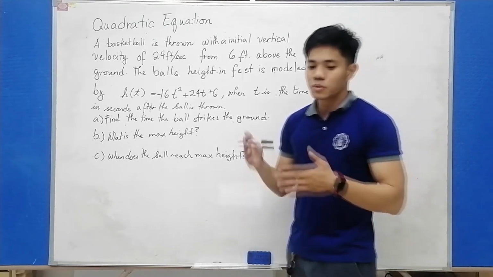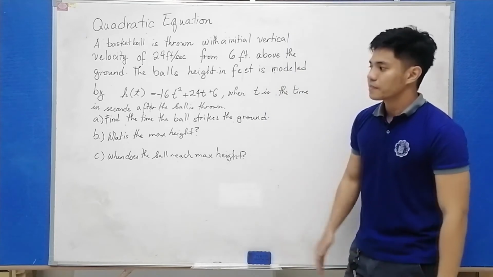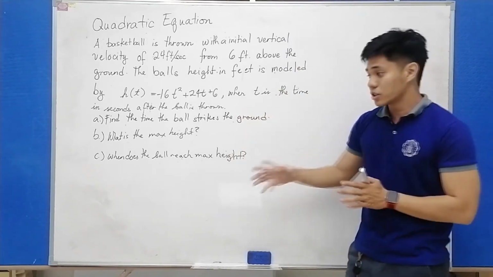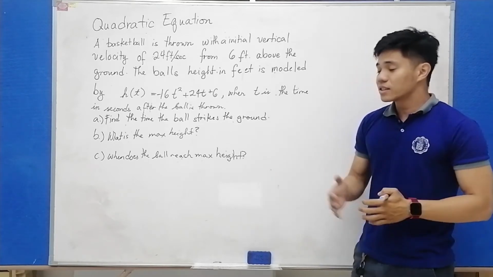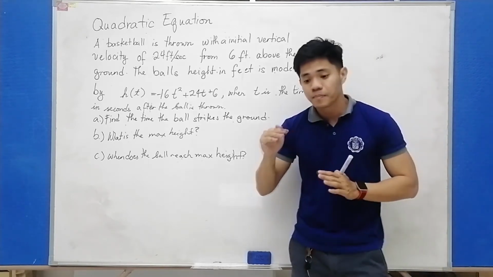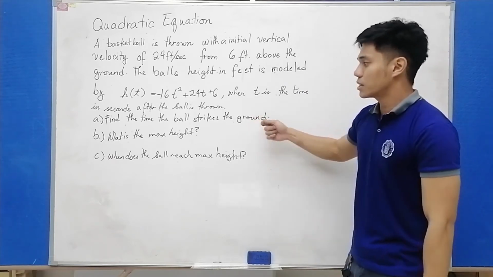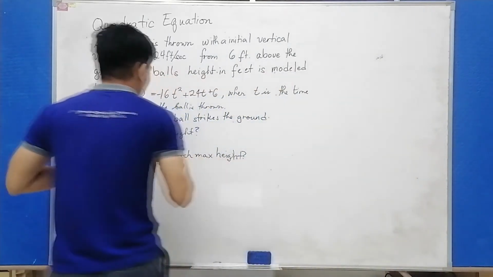So we have three questions that we want to find out in this equation. Find the time the ball strikes the ground. So what time will the ball touch the ground? And then what is the maximum height of that ball? And when will it reach that maximum height? So let's first deal with the time the ball strikes the ground.